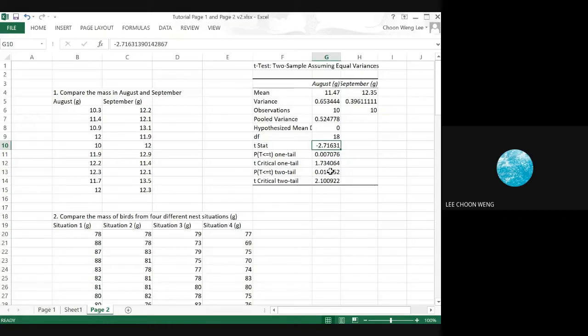So P is the probability. The probability is 0.01. Does that mean it's a significant or not significant difference? Is it significant or not significant difference?